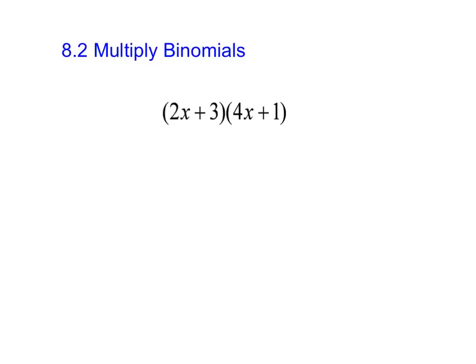Now, I'm going to show you two ways to multiply binomials. You don't have to do both ways. You can choose the way you like and do it that way. The first thing we're going to look at is called the box method. This actually is like showing area, okay?